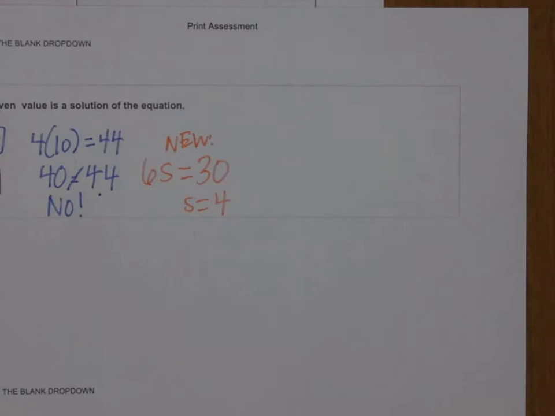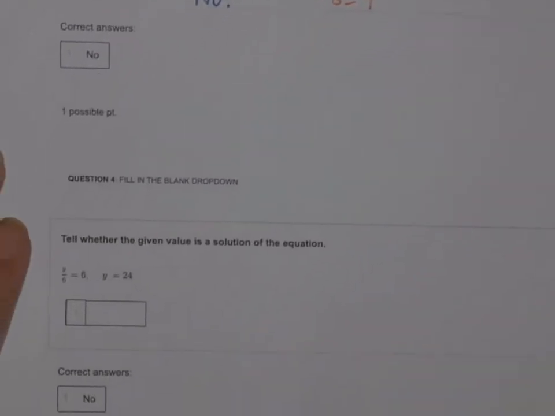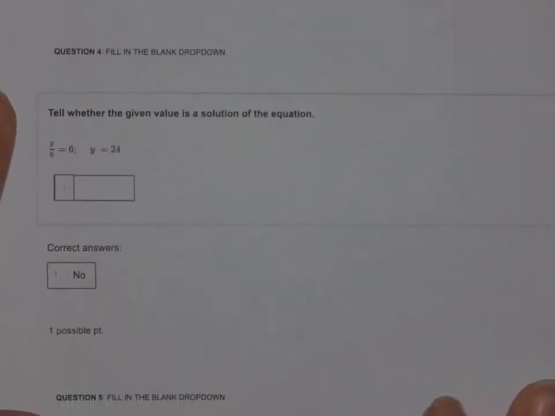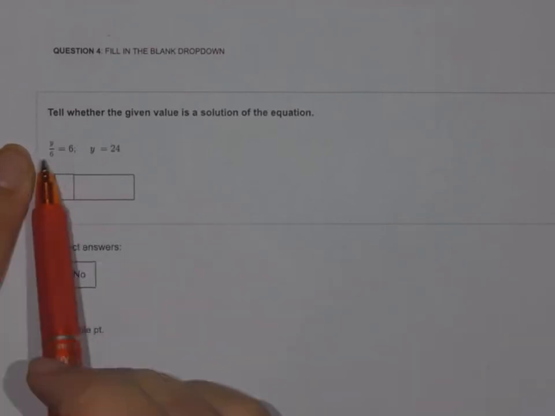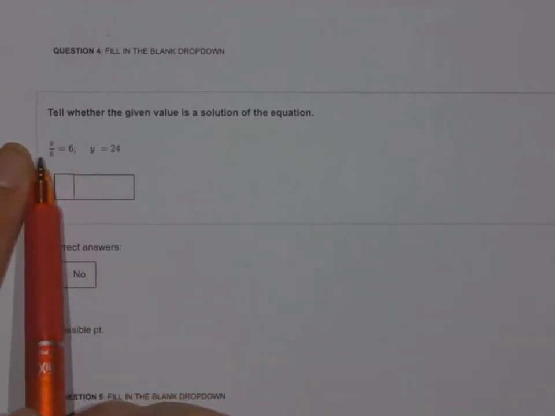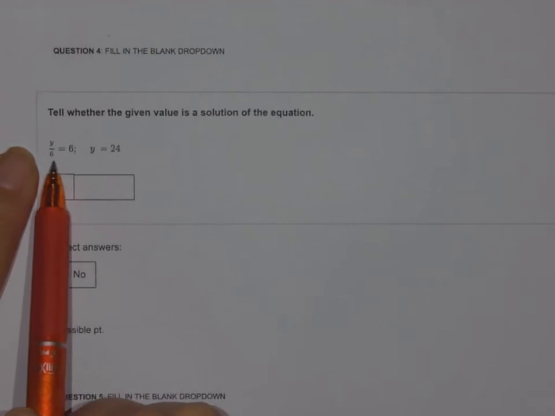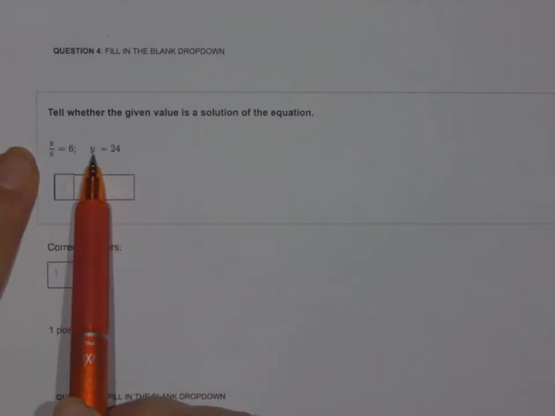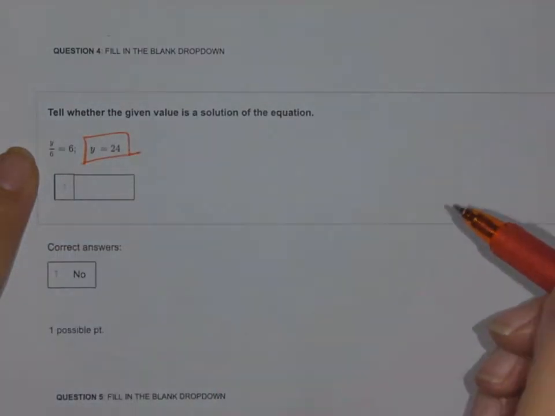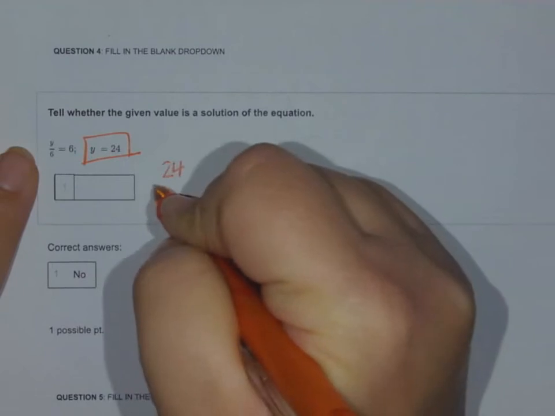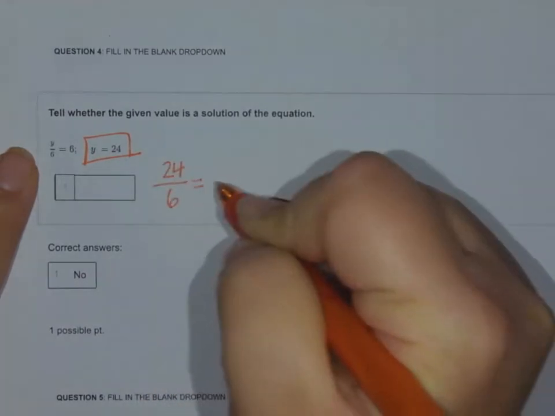Okay. Number 4 is the same type of question. Tell whether the given value is a solution of the equation. So you have y divided by 6 equals 6. Remember, when you have a fraction, it's just a division problem. And the solution they're giving you is y equals 24. So I box that solution. Now I'm going to go ahead and plug it in. 24 divided by 6 equals 6.